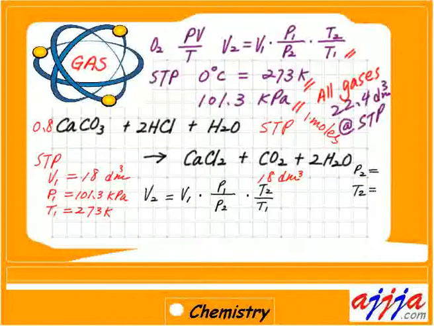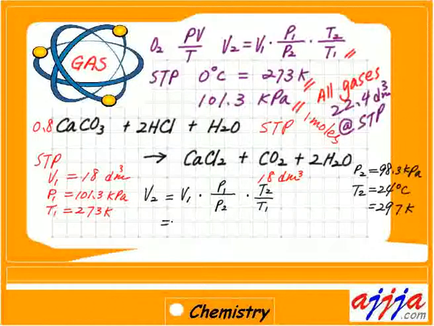Temperature is also different. At this point, let's say it's 24 degrees Celsius. Then we automatically have to change it to Kelvin, adding 273, so 297 Kelvin. What about pressure? Pressure changed a little bit too, 98.3 kilopascals. All we have to do is just plug them in.